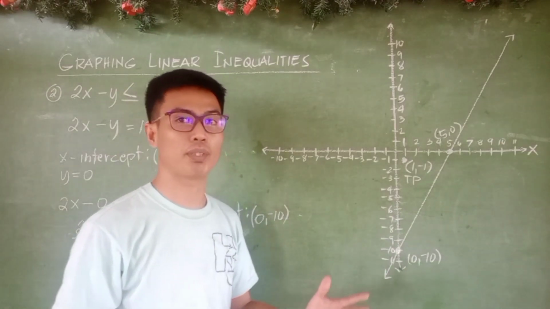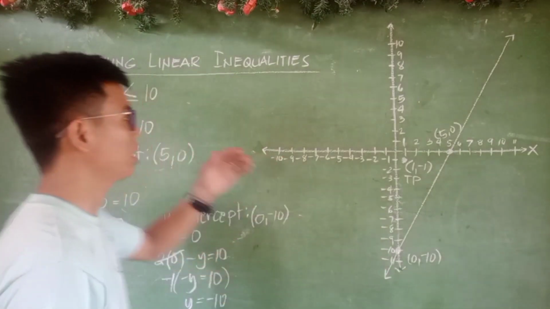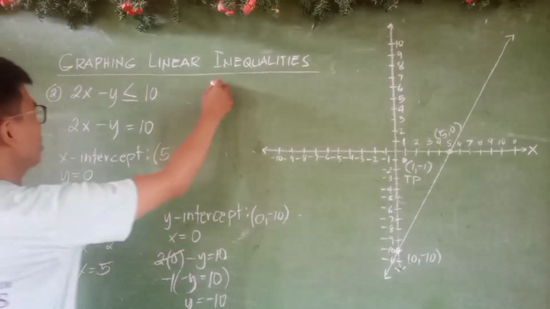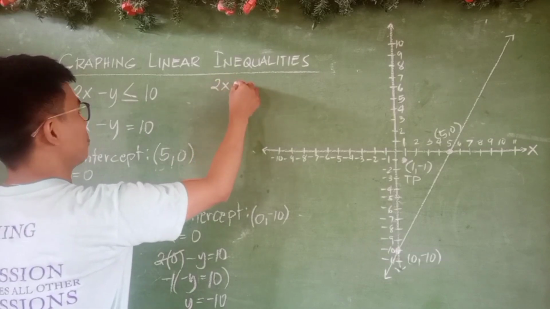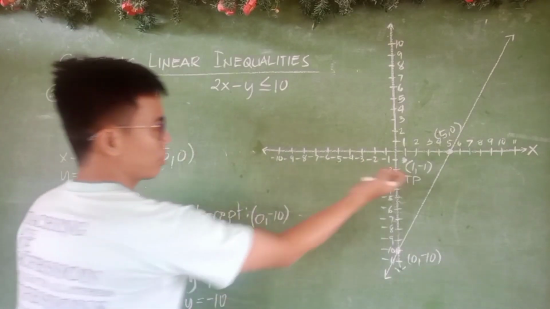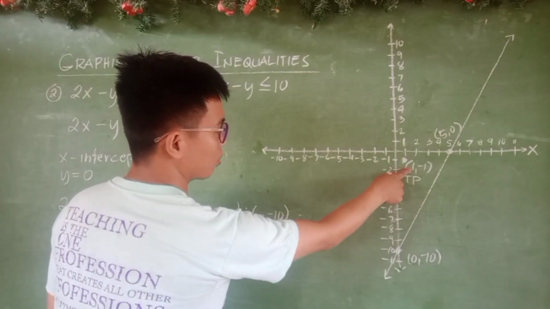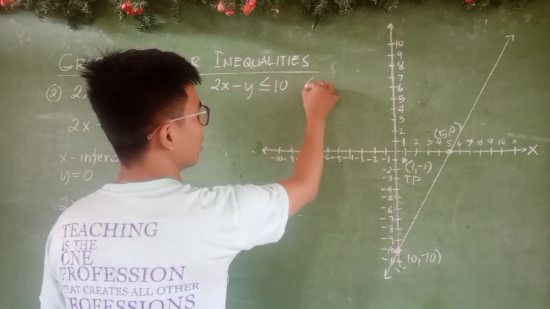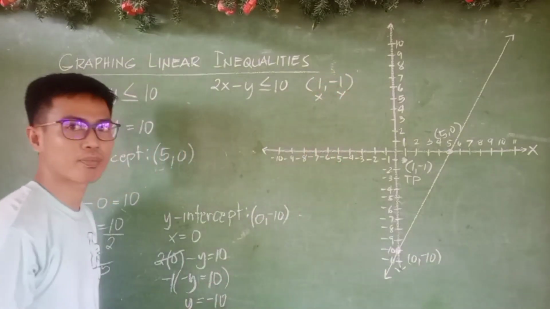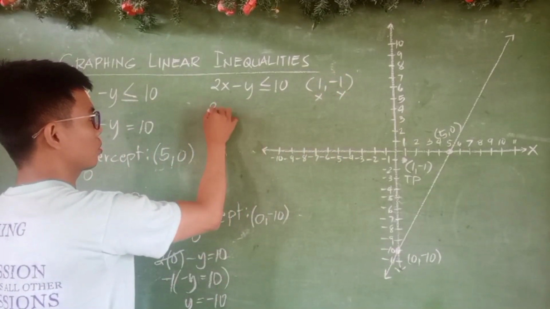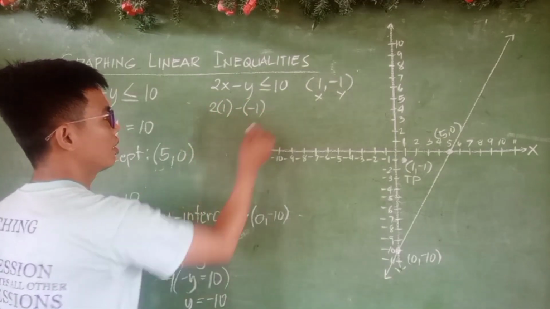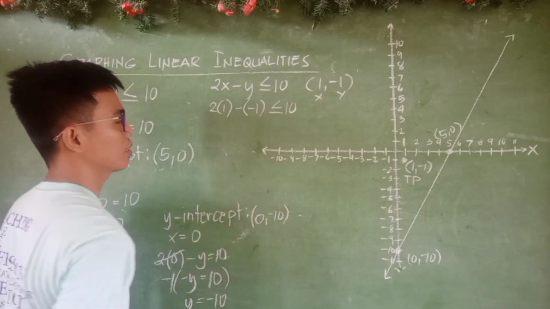And again, paano ginagamit yung test point? Isa-substitute lang natin siya dito sa ating original inequality. So, using the original inequality, 2x minus y less than or equal to 10. Using the test point, ang x natin is 1. So, ito po yung test point natin, 1, negative 1. So, this is x and this is y. So substitution, 2 times 1 minus negative 1 less than or equal to 10.